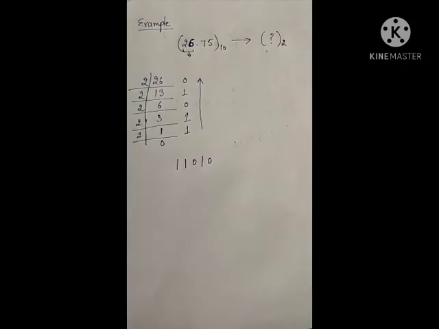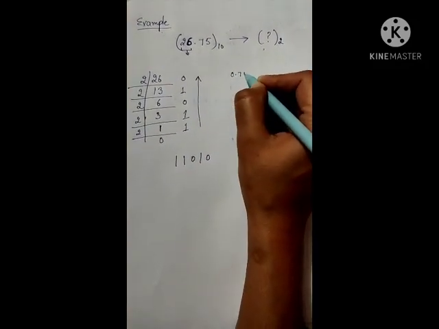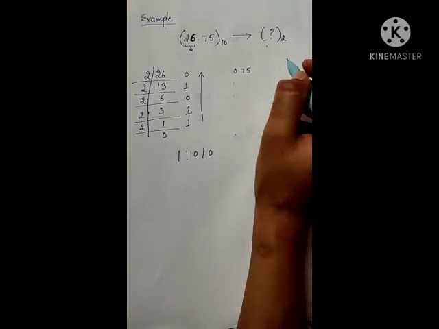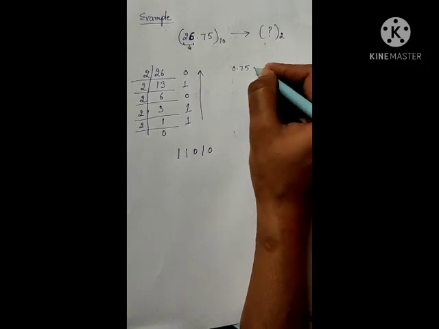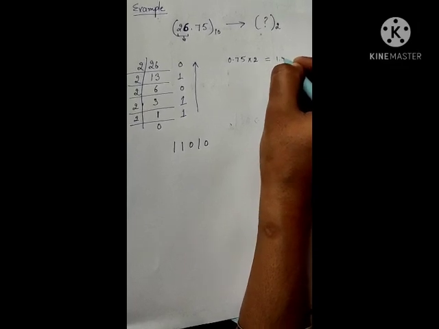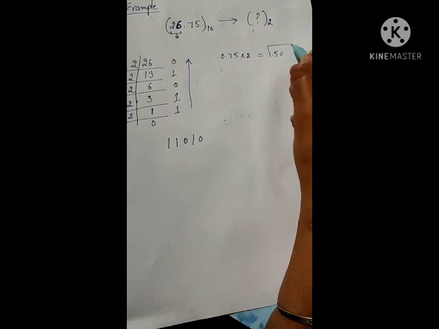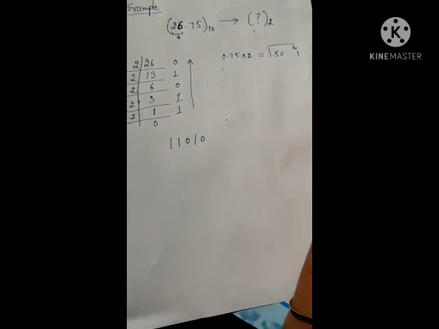Now see the conversion of the fractional part of the decimal number. So we write here 0.675 into 2. So the answer is 1.50. So the carry is written over here, 1.